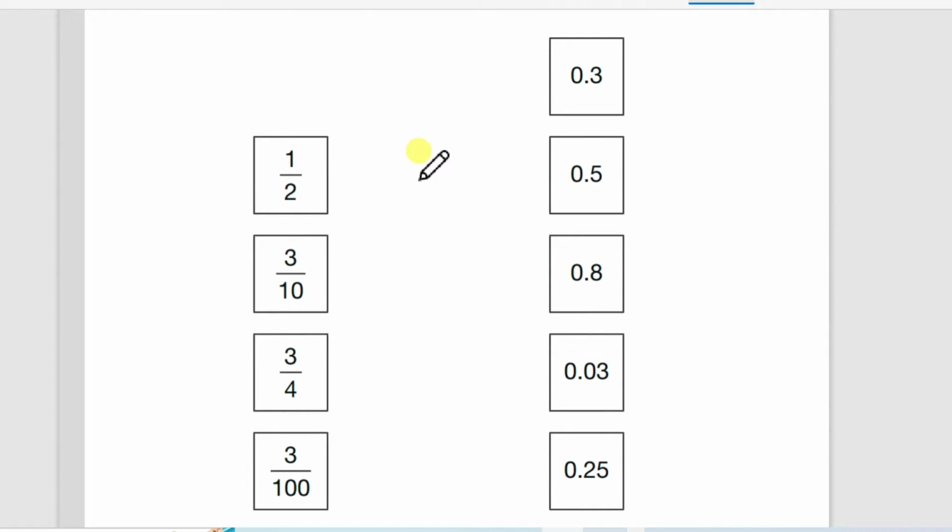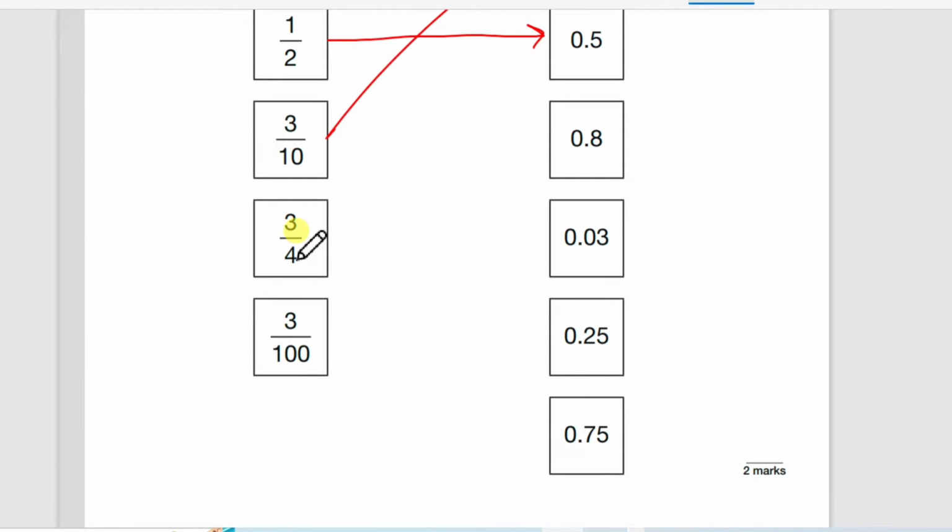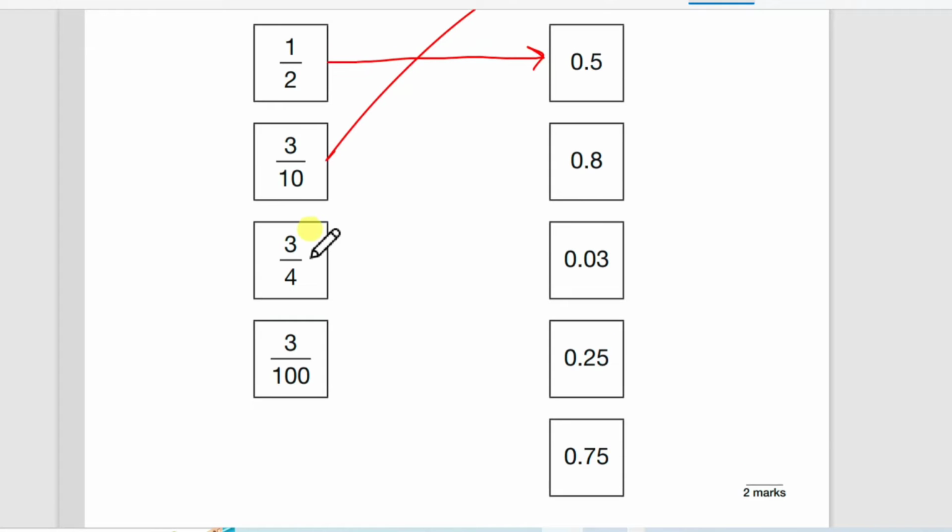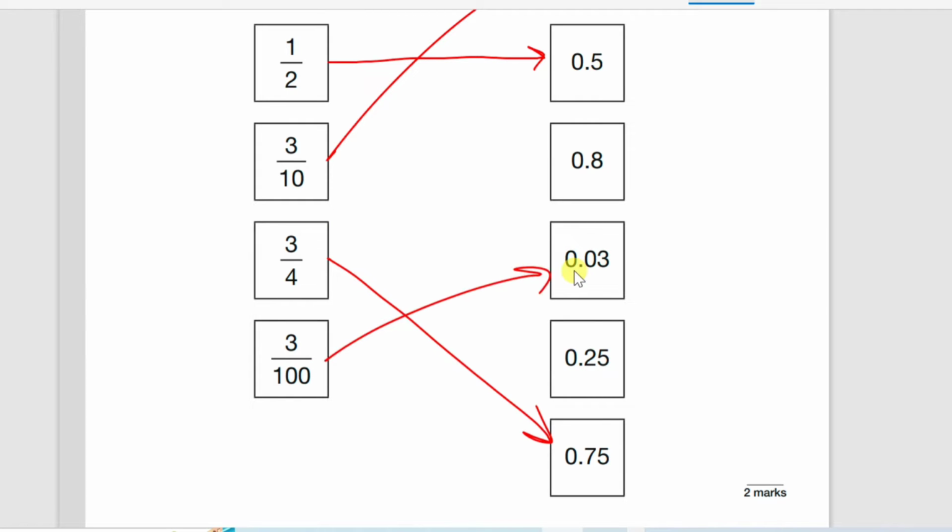Half should be the first one we need to know. We need to recognize that half is exactly 0.5. In other words, everything's based on 1, so half of 1 is 0.5. 3/10 is a trick. Anything that's over 10 is always like 0.3. If it was 7/10, it would be 0.7. So this goes here. Now what else do we have? Now 3/4, we must know this by heart. We should know that 1/4 is 0.25, so 3/4 is 0.75. And now 3/100 is kind of like 3/10. Instead of being 0.3, it will be 0.03. And that's all of them.